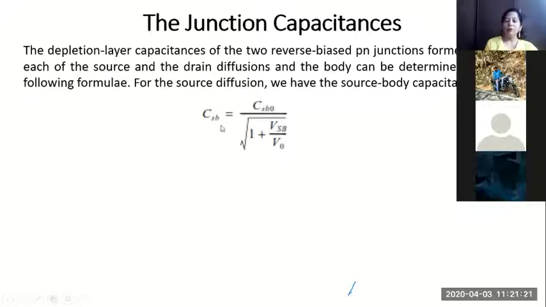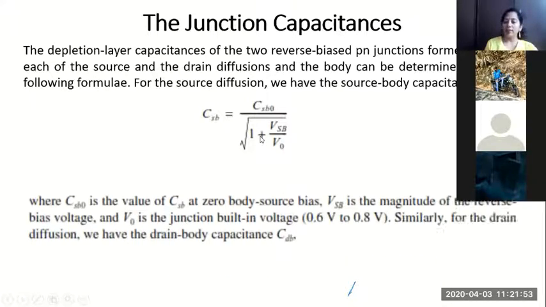So how do we find this capacitance? It is the value of capacitance when there is zero reverse bias voltage between the source and body, divided by the root of 1 plus the actual source to body voltage which we are going to apply. VSB stands for the applied source to body reverse bias voltage, and V0 represents the voltage of the junction, which is normally between 0.6 to 0.8 volts. So CSB is measured like this.